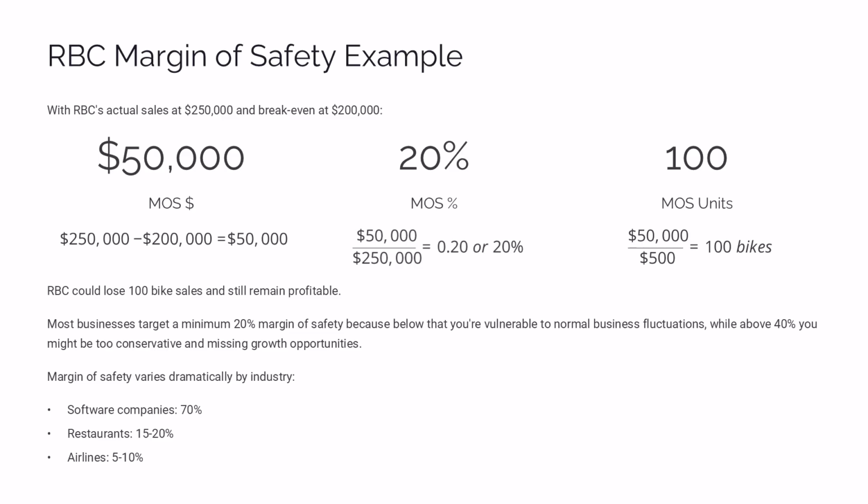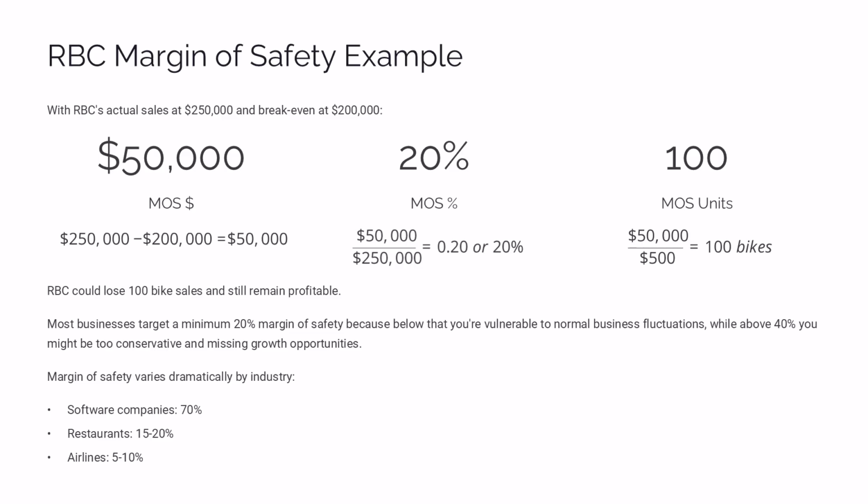Here's the critical exam insight that most students miss. Margin of safety changes with every sale, so a company starting the month at 30% margin might end at 40% if they have a good month, or 10% if sales disappoint, which is why daily sales tracking and flash reports are so important in business.